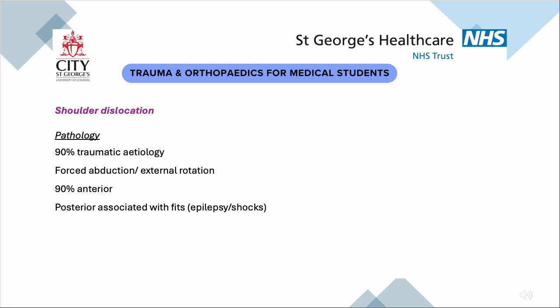If we start with shoulder dislocation, look at the pathology. 90% of all dislocations are traumatic, particularly with movement into abduction, external rotation, such as falling on an outstretched arm. 90% of them are anterior, and classically the posterior dislocations are associated with fits, so epilepsy or electric shocks. But remember that more commonly epilepsy and shocks will give you an anterior dislocation, so just bear that in mind when you're answering questions on the subject.